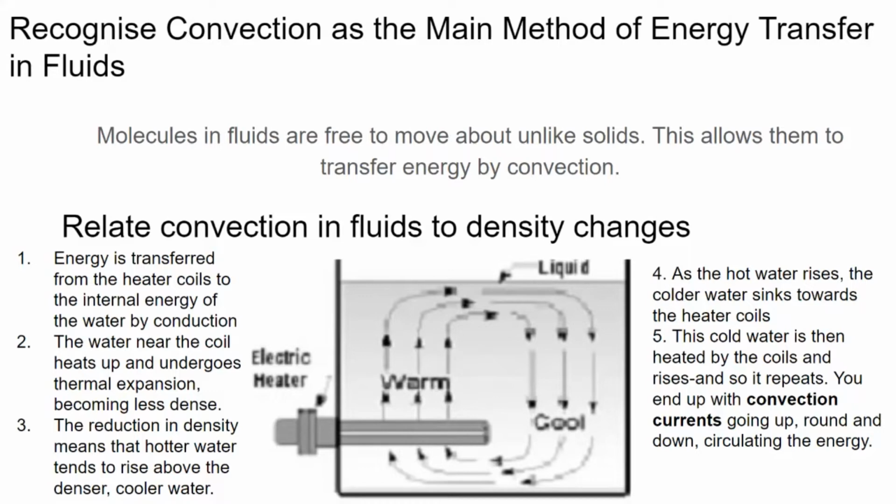As hot water rises, the colder water sinks towards the heater coils. This cold water is then heated by the coils and rises, and so it repeats. You end up with convection currents going up, round, and down, circulating the energy.